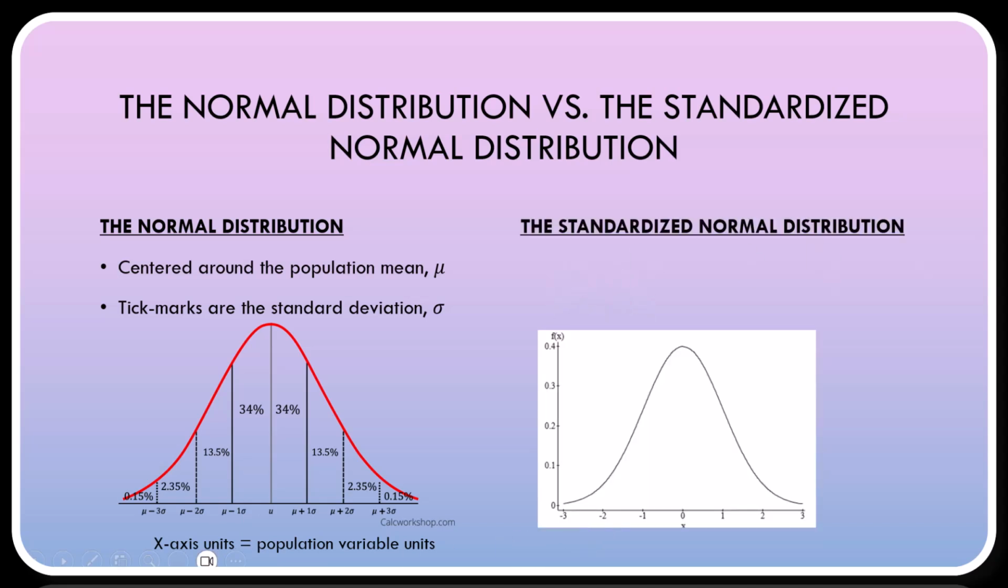Conversely, the standardized normal distribution is centered around 0. So instead of being centered around the population mean, it's centered around 0. And the tick marks are counting the number of standard deviations, right? And remember, this is your z-score, so the tick marks are 1. So again, it's centered around 0, and you have tick marks of 1. Over here, it's centered around mu, and the tick marks are sigma. So in this case, with the standardized normal distribution, your x-axis is the z-score, which is a unitless measure, whereas when we are graphing a regular normal distribution, we do have units on the x-axis.